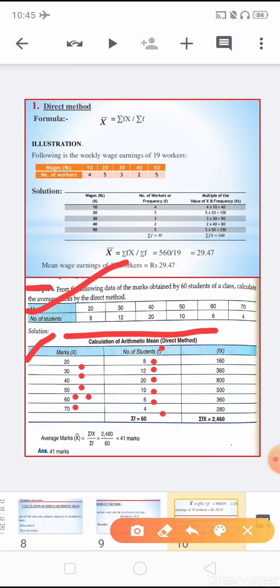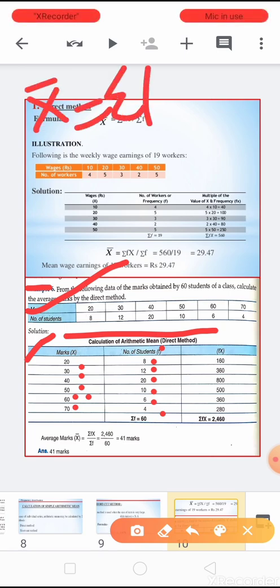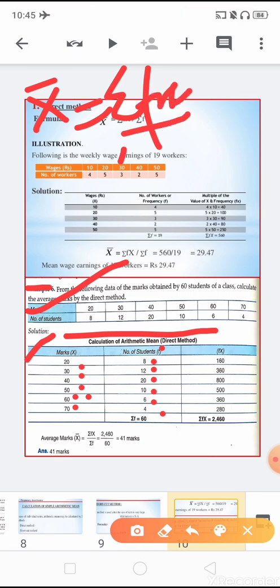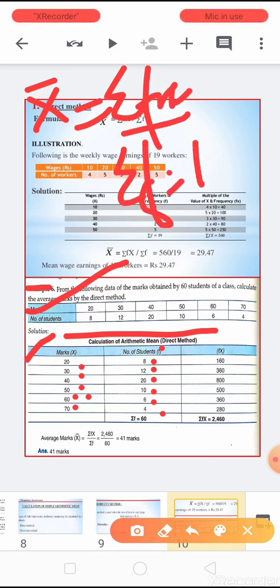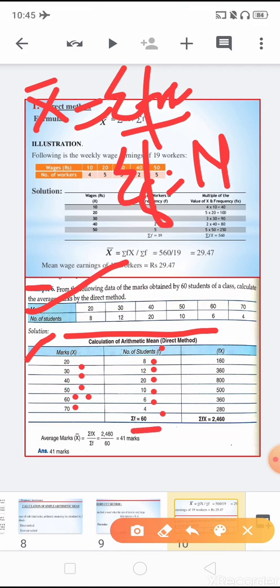So we need to find the arithmetic mean. Children, as I have just explained the various formulas for calculating the arithmetic mean, in a discrete series the direct formula is x bar equals sigma fx upon sigma f, where f refers to n. Sigma f you can calculate by adding all the frequencies, and we need to find out f into x.